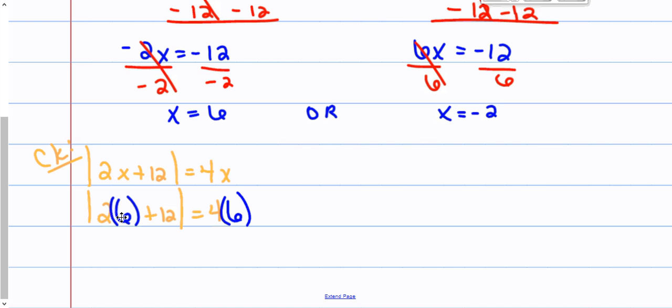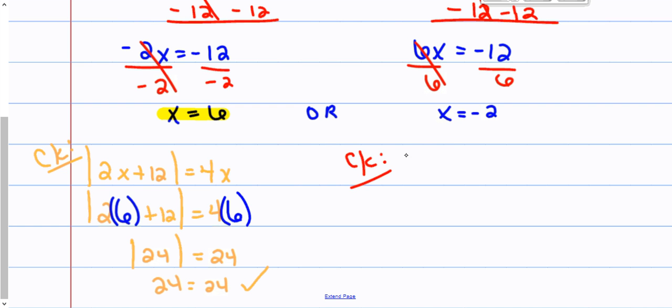Okay, well 2 times 6 is 12, and 12 plus 12 is 24. So I have the absolute value of 24, and 4 times 6 is 24 also. Well, if I take the absolute value of something, it comes out positive, so 24 equals 24. That is correct. Therefore, I'm going to go up here and highlight x equals 6, because that makes that answer correct. Now, let's go over here and check the right side.